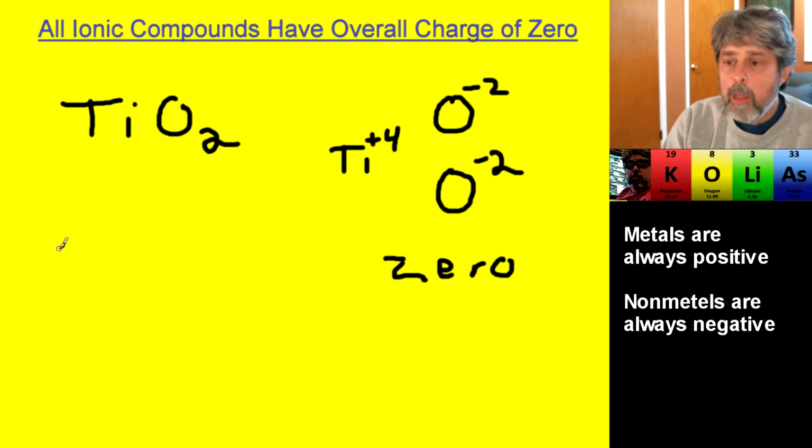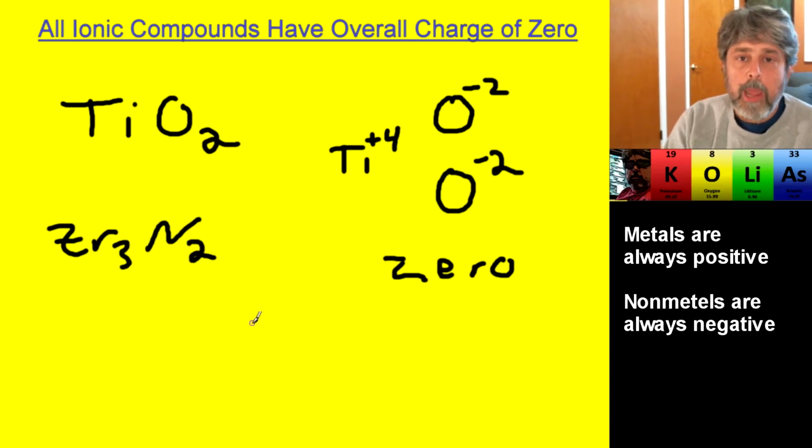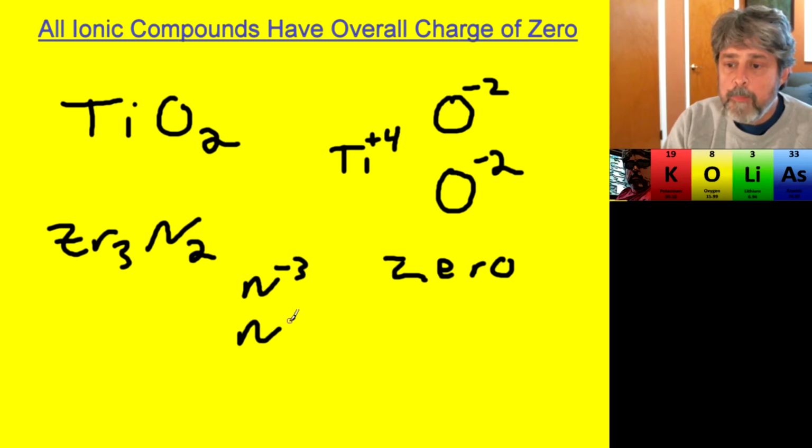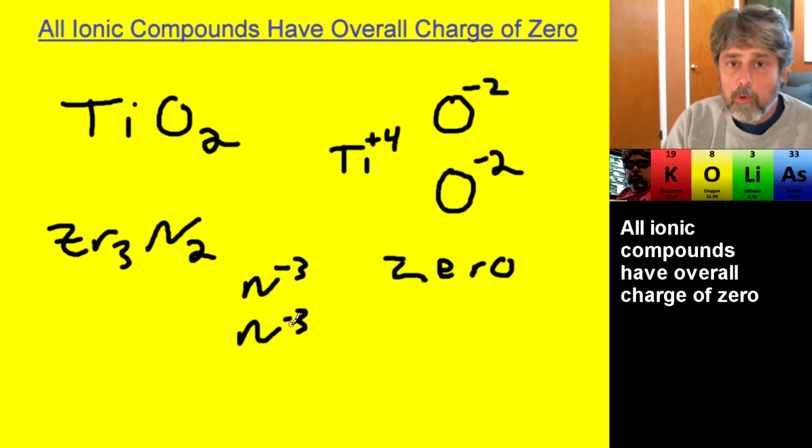How about another one? Let's figure out zirconium and nitrogen. What happens when these 2 guys come together? What is the charge on the zirconium? Well, let's do it this way. We have 2 nitrogens. We know nitrogens carry a charge of -3, because they're in group 15. All elements of group 15 have a -3.